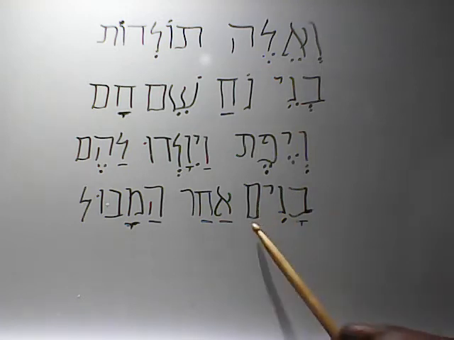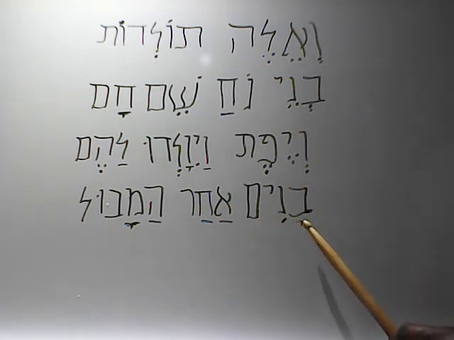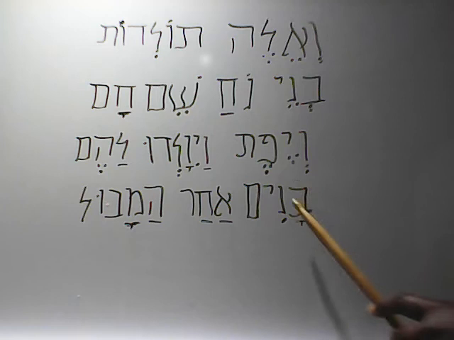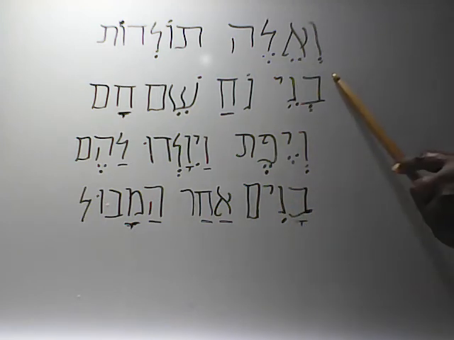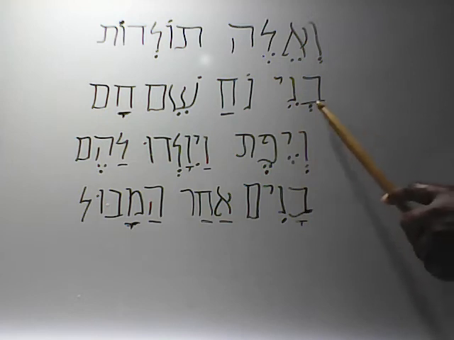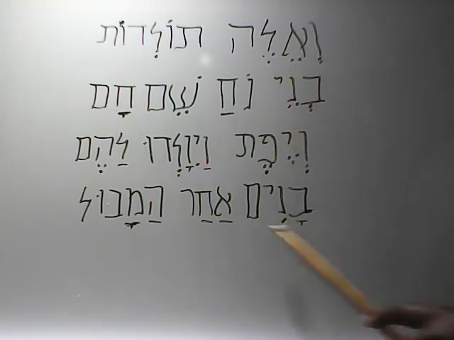Banim, sons. From the word ben, meaning son. Banim is the plural of such. As we pointed out, this word benay, brothers and sisters, is the plural possessive. This is not the plural possessive. This is simply the plural as we see here.